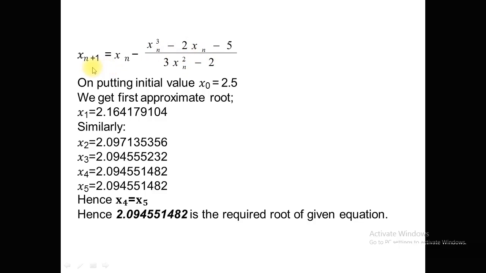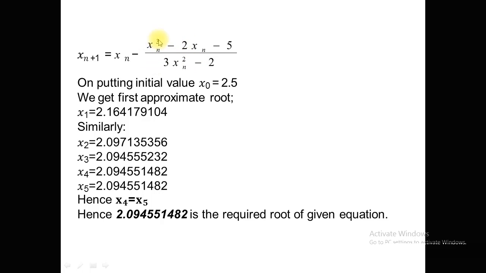So at n = 0, we get x1 = x0 - (x0 cubed - 2x0 - 5) divided by (3x0 squared - 2), since the value of x0 is 2.5. So putting 2.5 here: 2.5 cubed minus 2 into 2.5 minus 5, divided by 3 into 2.5 squared minus 2.